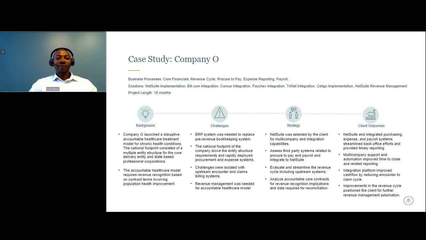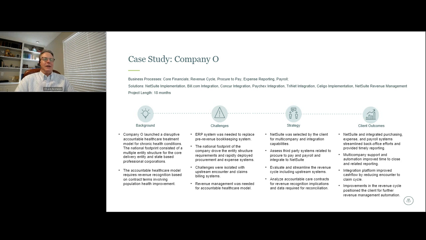Thanks, Labi. So the next case study I'd like to present here is Company O, again, to protect the client. Company O was working on and launched a disruptive accountable healthcare treatment model for chronic health conditions, diabetes, hypertension, those types of things. And we got together with them pre-revenue, and they determined right away that their pre-revenue system wasn't going to get them where they needed to be.